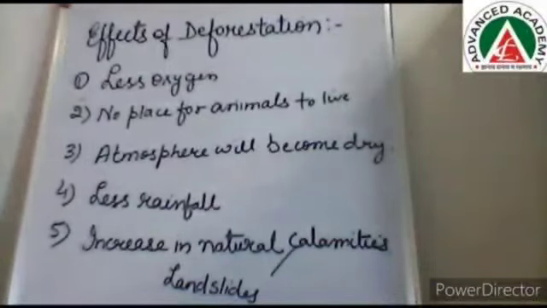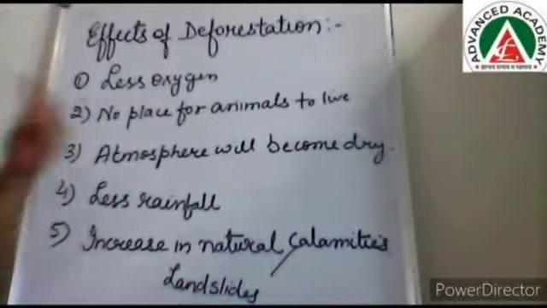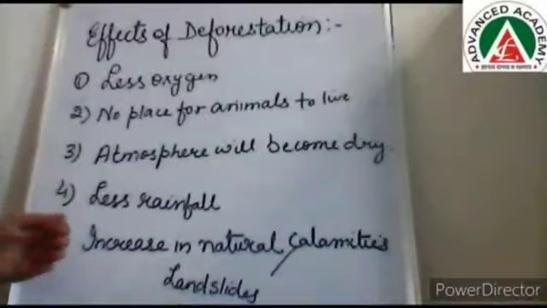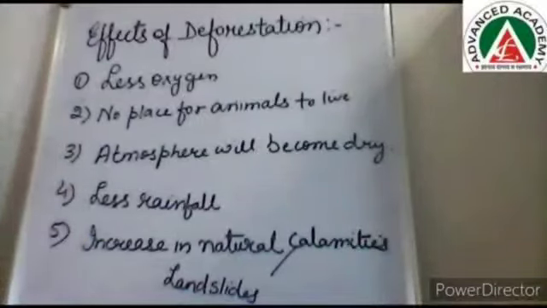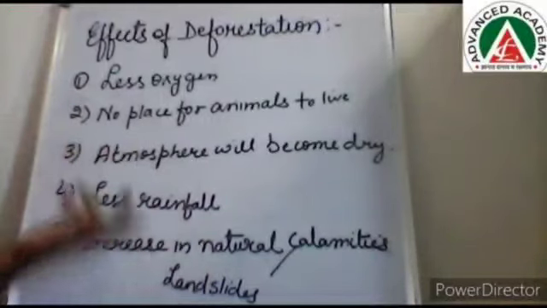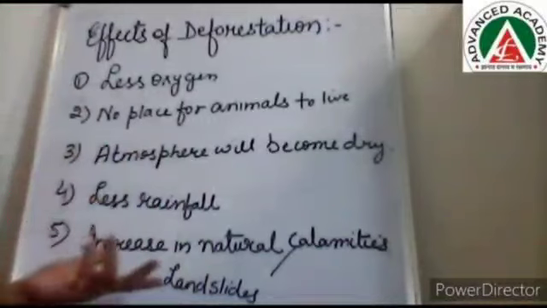How are we affected? Now see, there will be less oxygen if we are cutting down trees. So carbon dioxide gas will increase in the atmosphere and we will have less oxygen to live. Trees provide oxygen to us, and in the absence of trees, the amount of carbon dioxide in the air will increase. Animals and human beings will have difficulty in breathing.